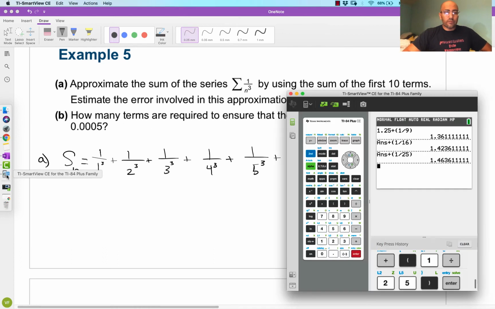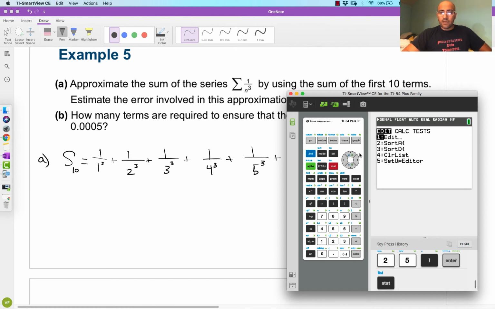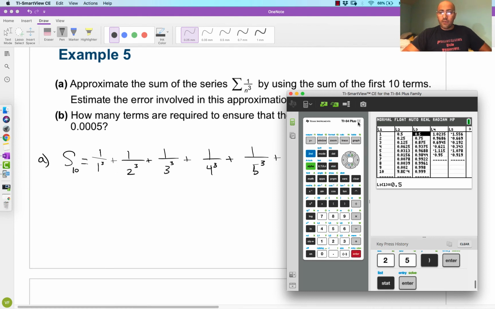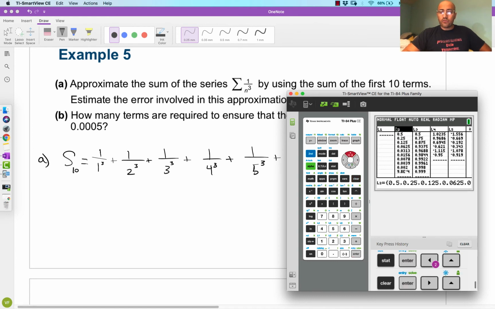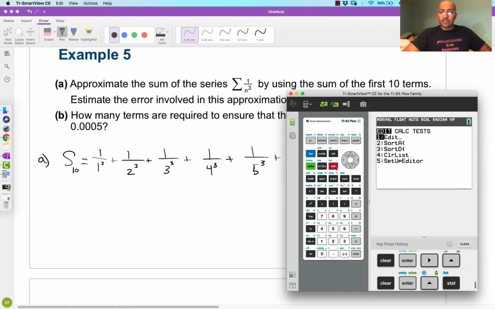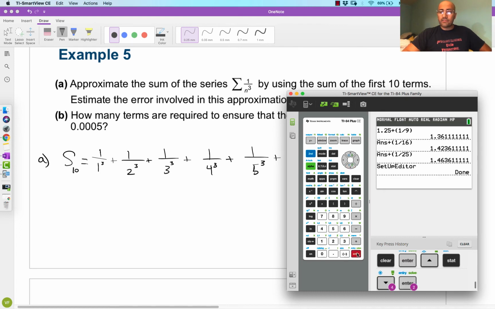So let me do it this way. I'm going to hit Stat, then Edit. I'm going to clear list 1. So I go to the left, up, and where it says L1, hit Clear, Enter. Then L2, use your arrows to get up to where it says L2, hit Clear, Enter. Go to the right, go up there, hit Clear, Enter. If you're thinking, my calculator doesn't even have these L1s, L2s, then hit Stat, go down to where it says SetUpEditor, hit Enter, done. That'll fix it. Somebody had previously deleted it.